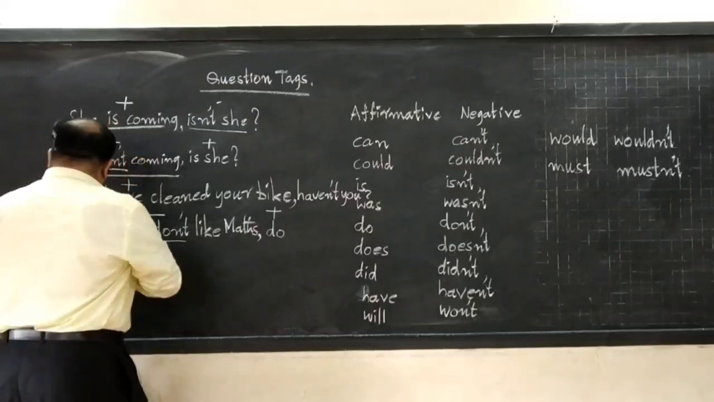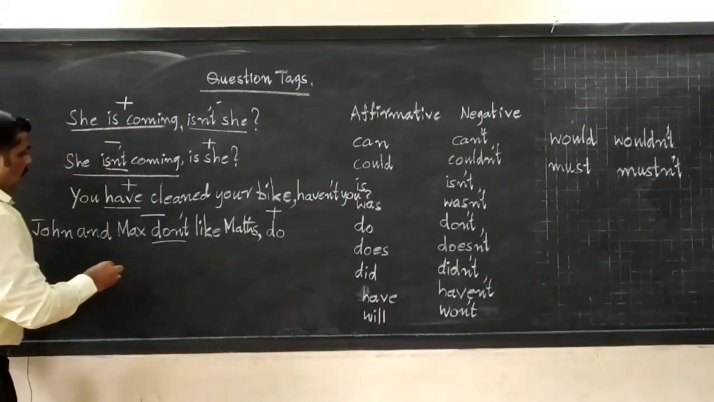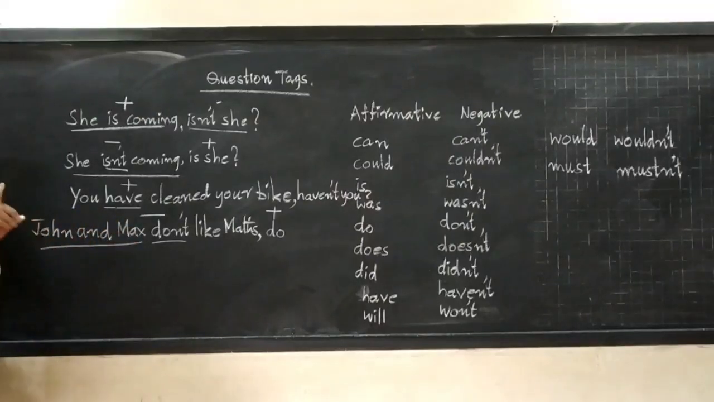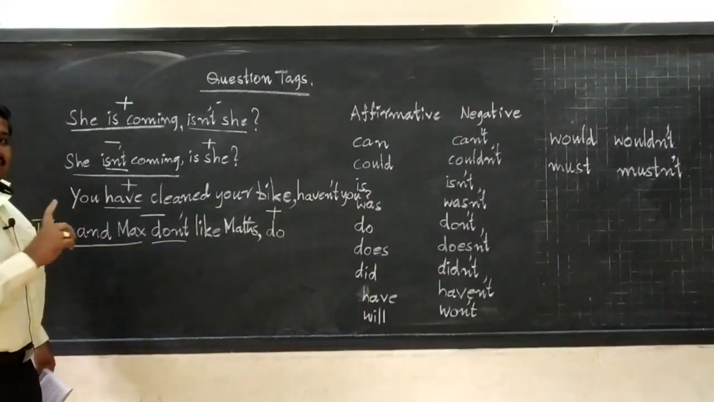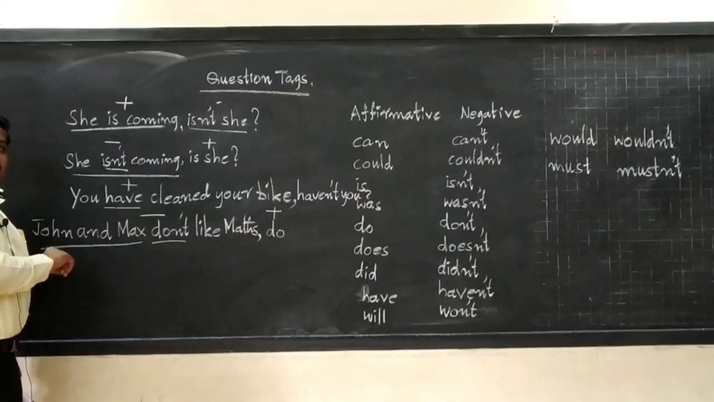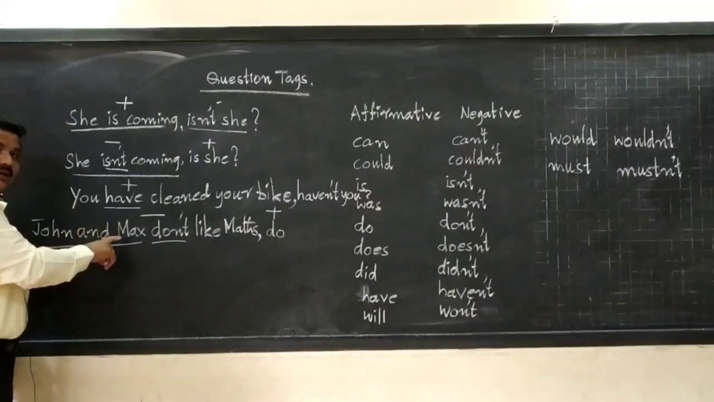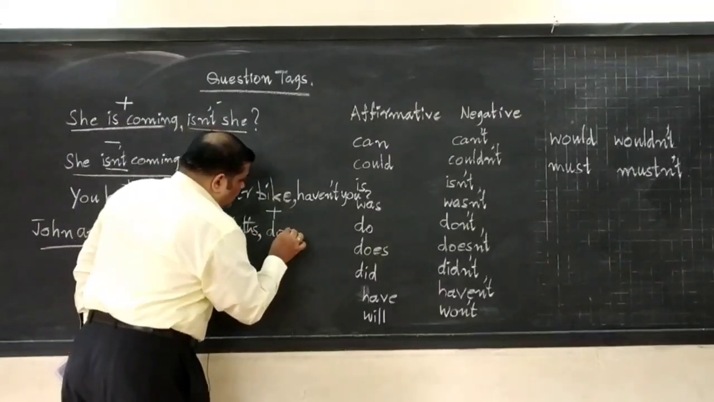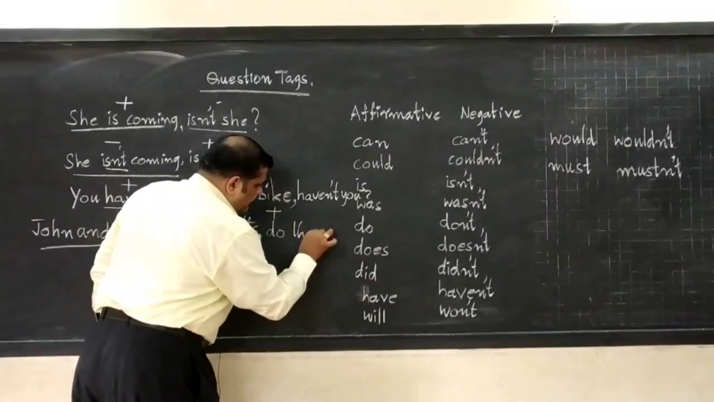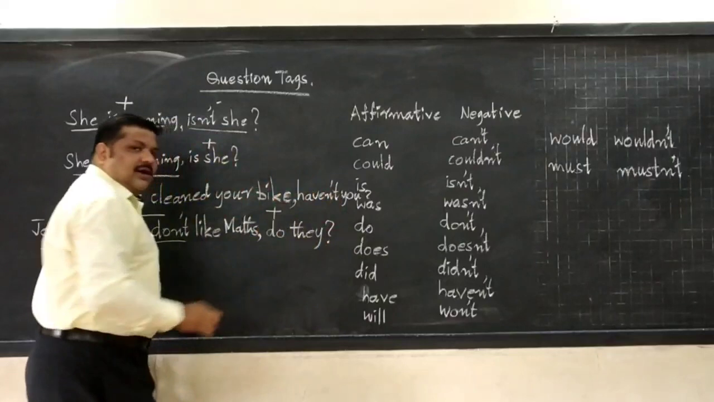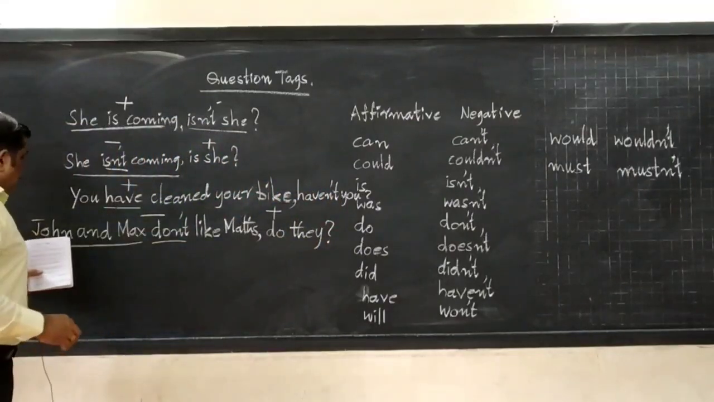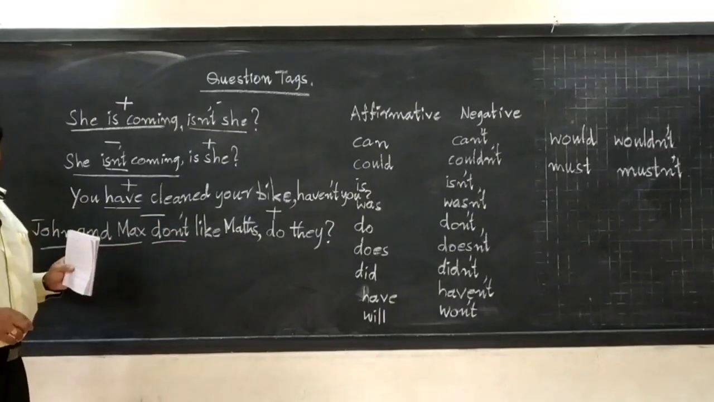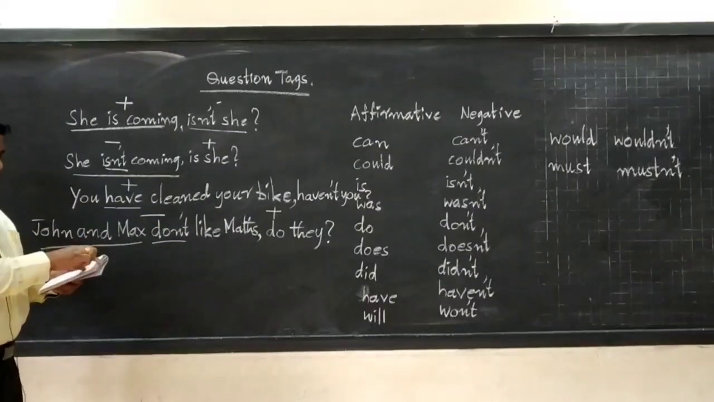Do. So here, what's the pronoun to be used? John and Max, two people. You can use he. No, you cannot use he. There are two people here, two students here, John and Max. So, do they? Say, John and Max don't like maths. Do they? Let us follow another example.